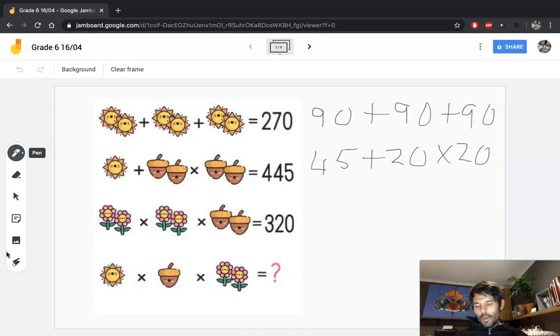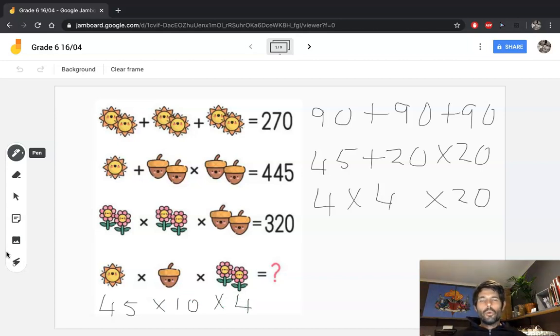Next, for your next line, you need to multiply by 20. So what multiplied by 20 gives me 320, and that's going to be 16. Then what number multiplied by itself gives me 16, and that's 4 multiplied by 4. And then the last line, so a single sun is 45. A single acorn is 10. And the 2 flowers is 4.